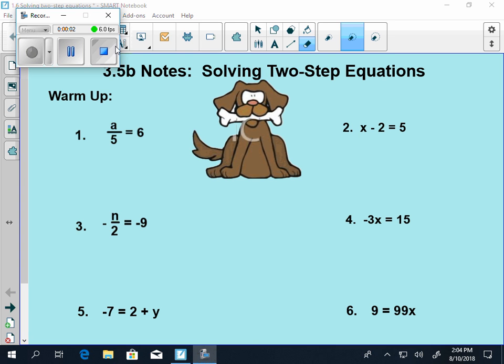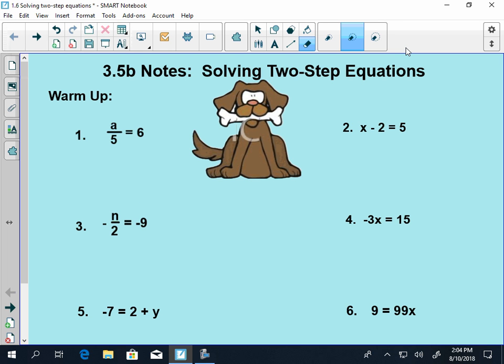Okay, this is not lesson 3.5. This is solving one-step and two-step equations. Okay? So there's a couple different things you'll have with a letter. This right here is division. How do I know it's division? Because I see this fraction right here. This right here is a subtraction problem. This right here is a multiplication problem.